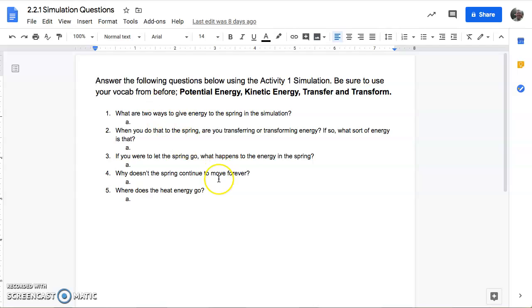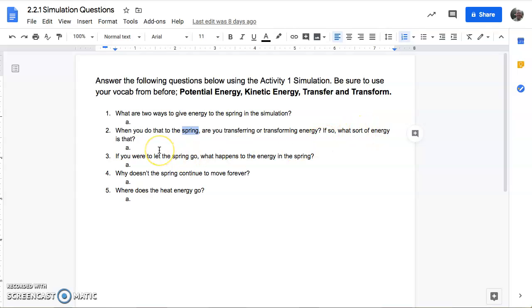So when we put a force on the spring, are we transferring or transforming energy? Okay, remember, if I am transferring energy, think transferring money. I'm going to transfer money from my account to yours. It's still money, it's just in a different place. So when I transfer energy, it is the same kind of energy in a different place. And that's what we're doing here. We are taking potential energy from us and putting it into the spring.